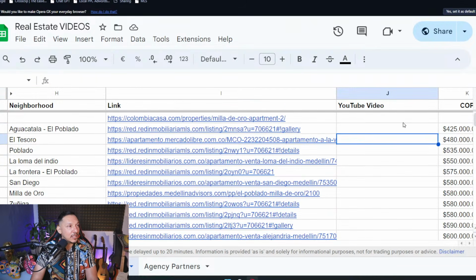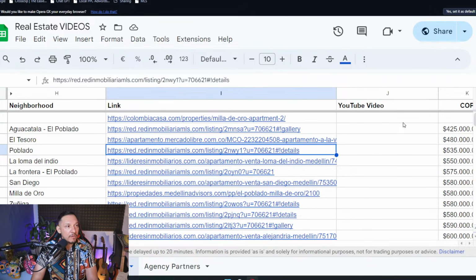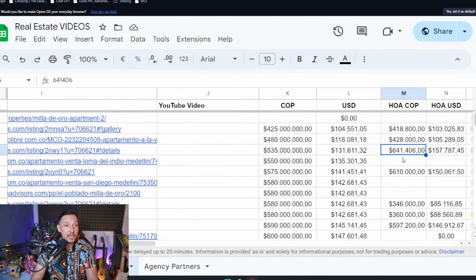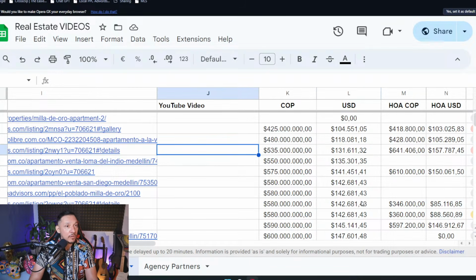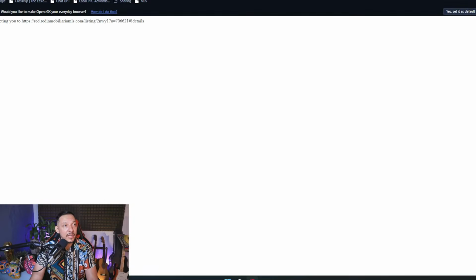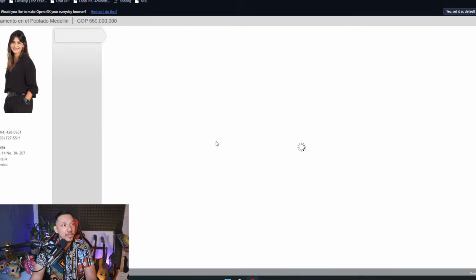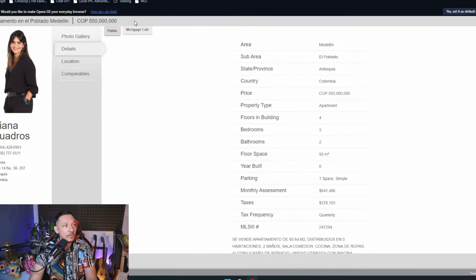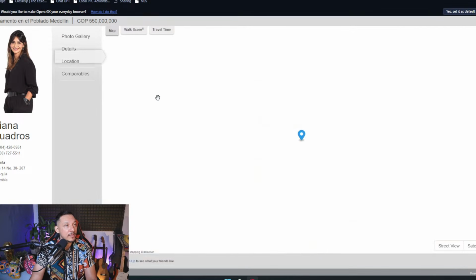Okay, so let's take a look at one that we found on the Colombian MLS. I'll show you the Colombian MLS. This one is $131,000. Where is this one located? This one's located in El Poblado. This is the link to where it's at on the Colombian MLS. That's Diana right there who helped me find this.